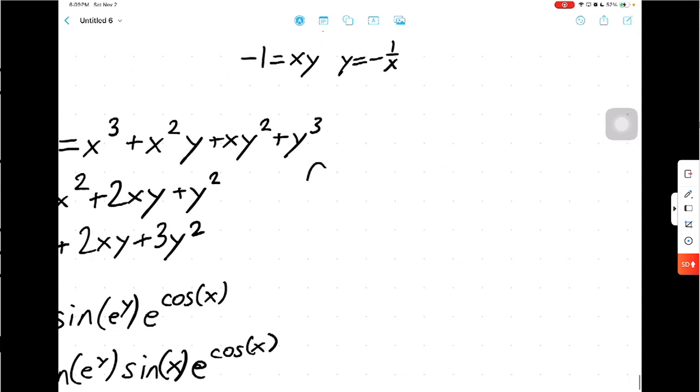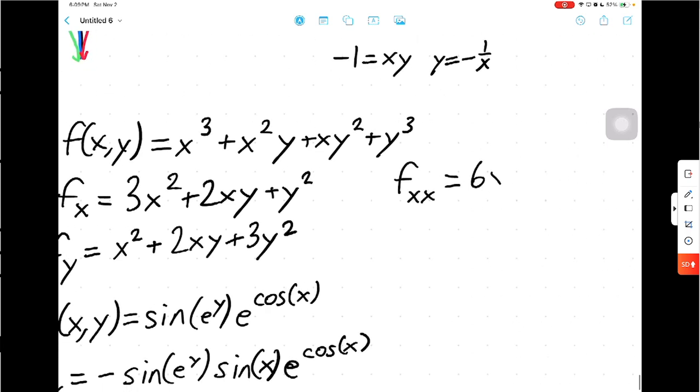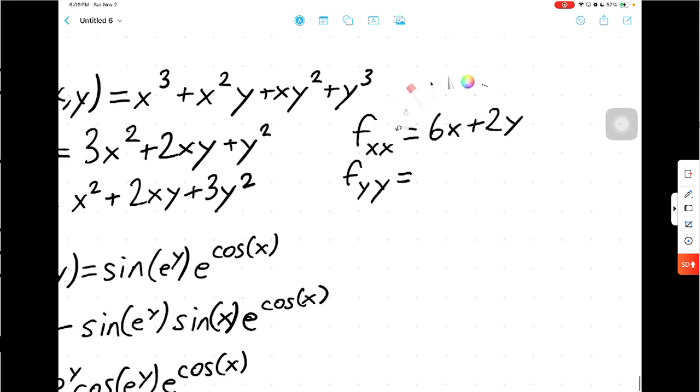I forgot to do the second derivatives. Oh my god, let me just go ahead and do this quickly. fxx is 6x plus 2y, and this is 2x plus 6y.